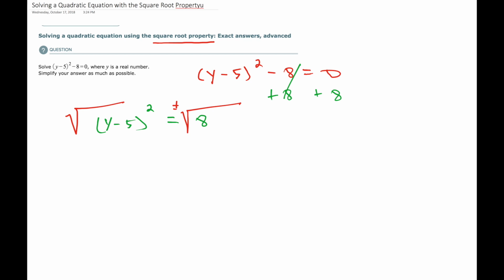All right. What's this root right here going to do to this 2? Get rid of it. So what do I write on the left? No, these two are going to cancel each other out. So you'll end up with y minus 5. And then on the right, you're going to end up with plus or minus. Whenever you do that double root business, you have to write plus or minus the square root of 8.